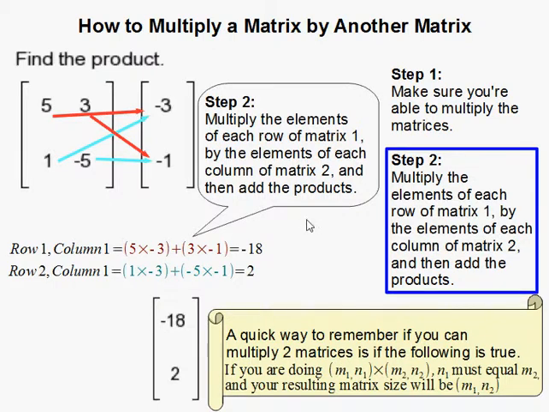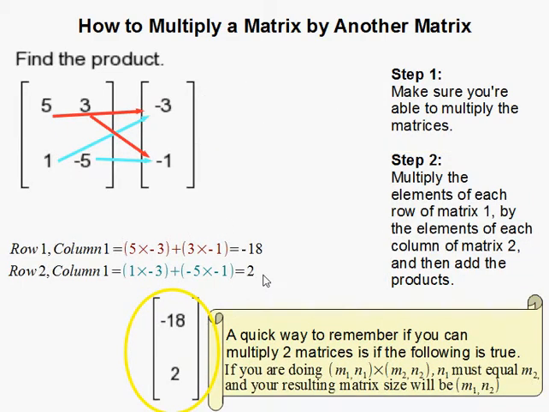The answer matrix will have the dimensions of the number of rows of the first matrix and the number of columns of the second. The number of rows of the first one is 2, and the number of columns of the second one is 1. So that's it. This is pretty tricky, so I've got a couple more examples.